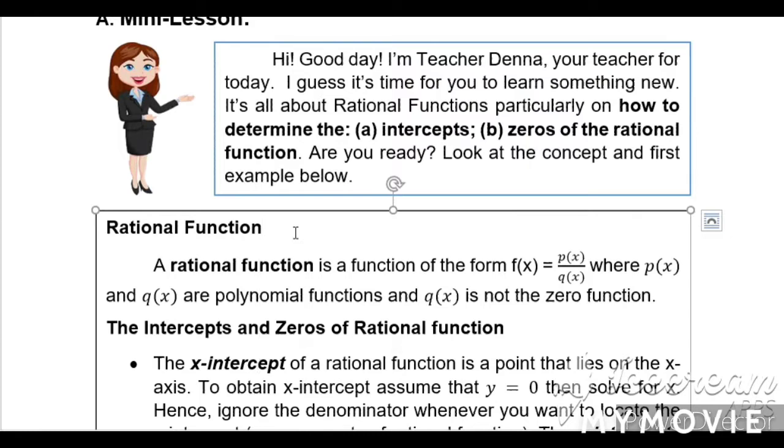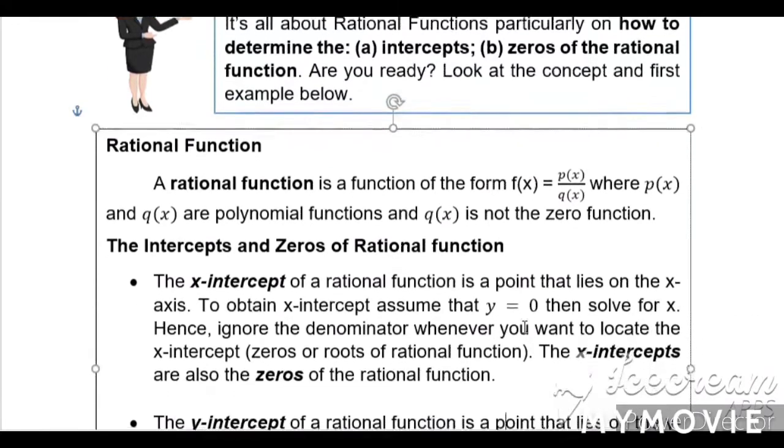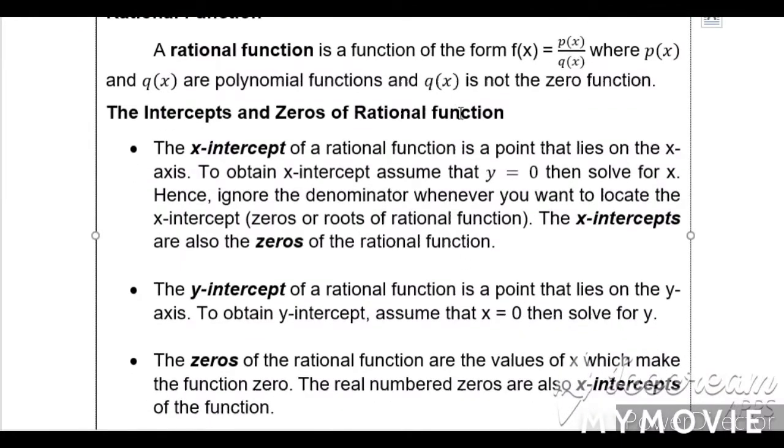A rational function is a function of the form f of x is equal to p of x over q of x, where p of x and q of x are polynomial functions and q of x is not the zero function. So we have here the intercepts. The intercepts and zeros of rational function.